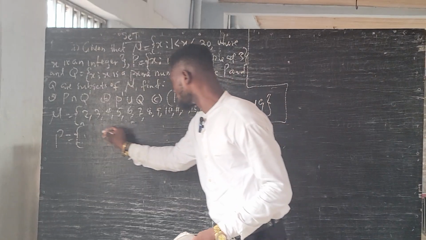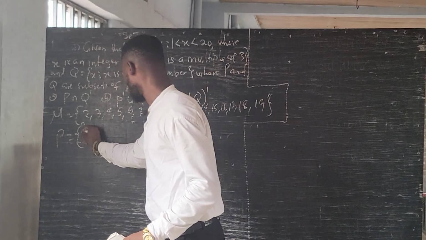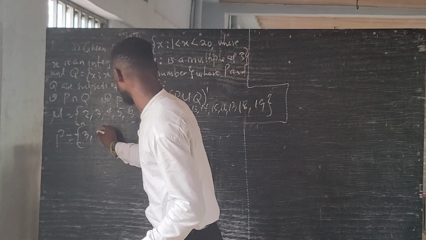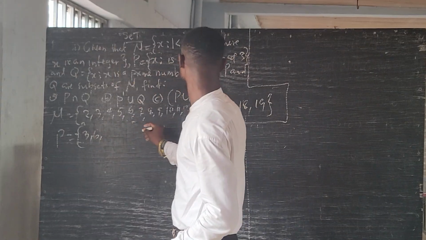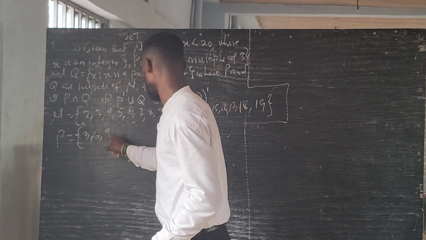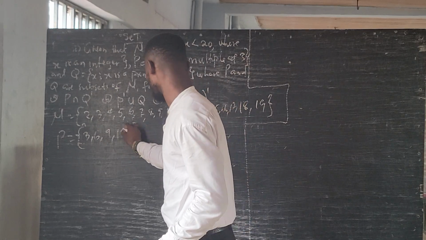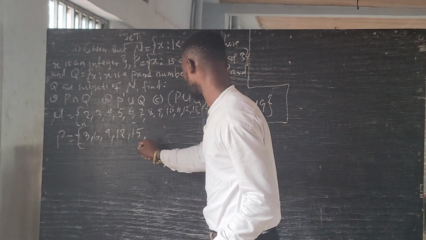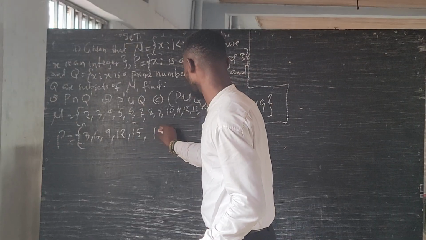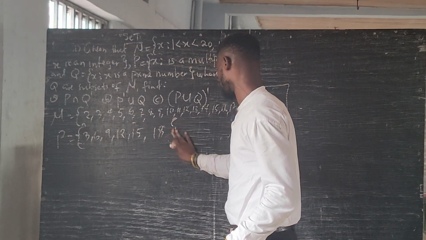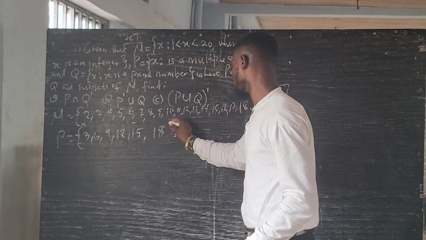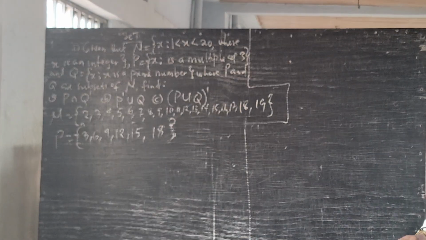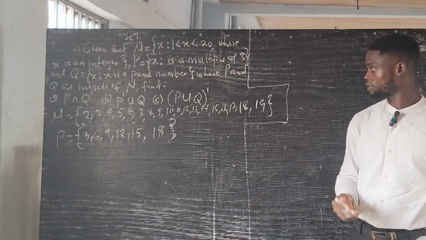So we have P is 3, 6, 9, 12, 15, 18. And that is the multiple of 3, because it must not be more than the universal set.